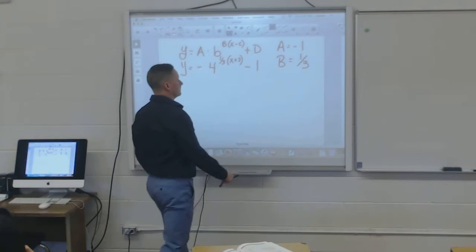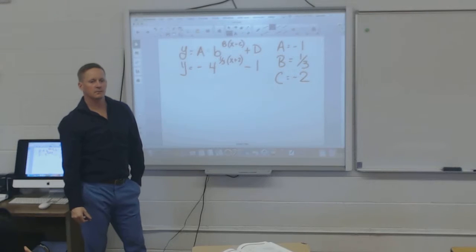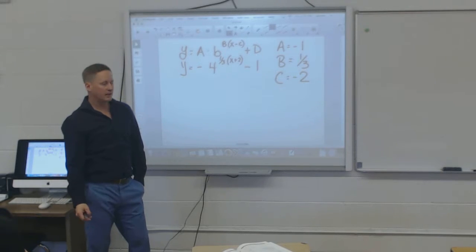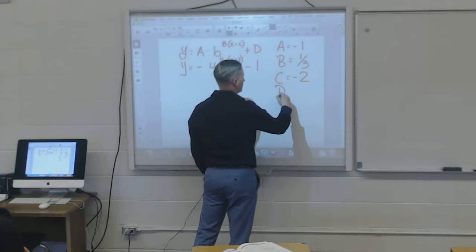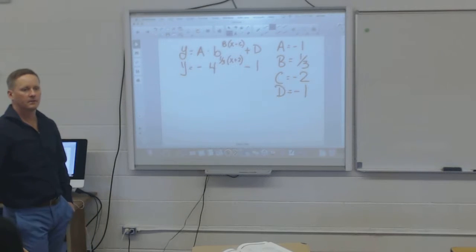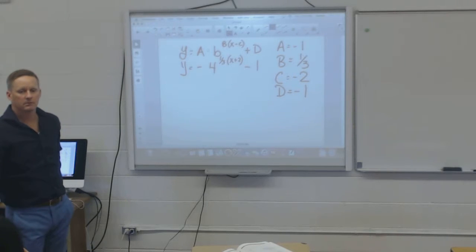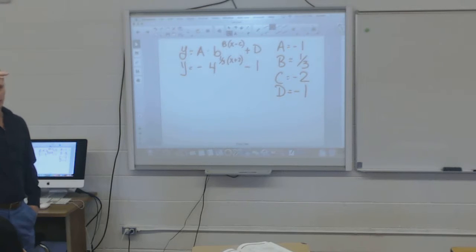What is my c value? -2. What does that do to it? Moves the whole graph left 2. And my d value, -1. What does that do to my graph? Down 1. What is the equation of my asymptote in this graph now? Y equals -1. Yes. Because your whole graph moves down 1. That's the last thing that you do. So that your asymptote would move down 1. Okay?